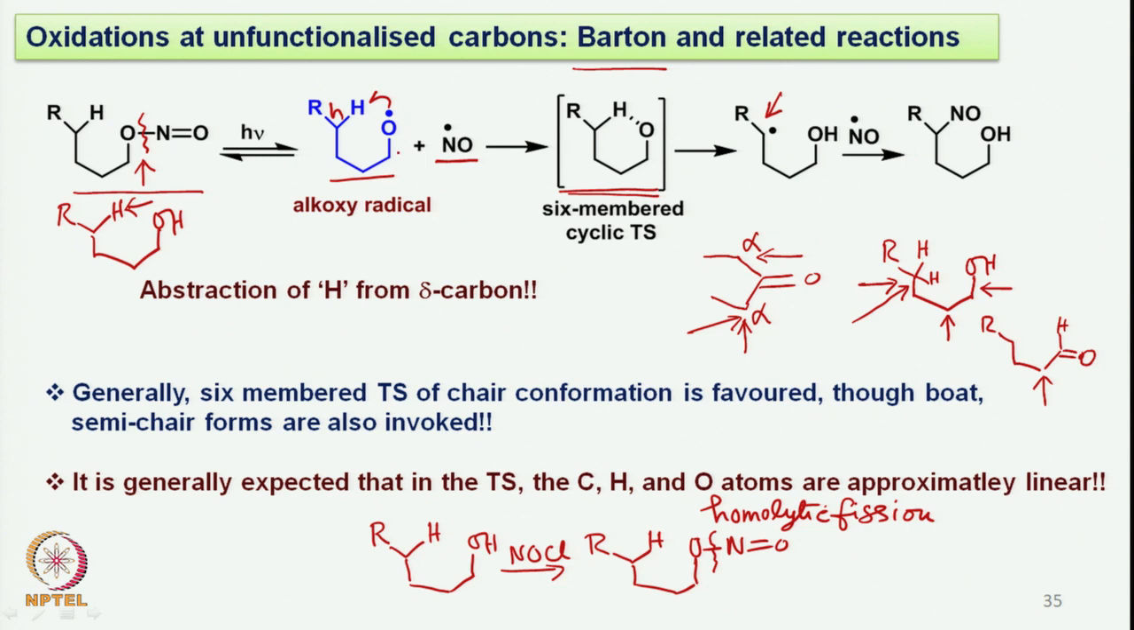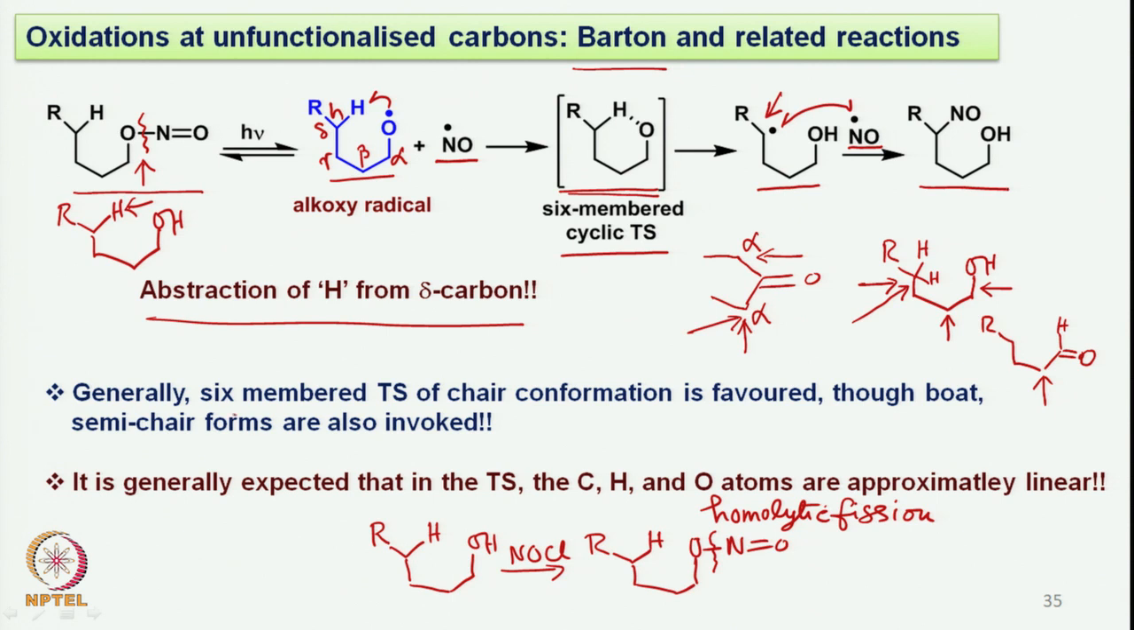So if one starts numbering, then you have an alpha, then you have a beta, then you have a gamma, and then this is the delta position. So abstraction of hydrogen from the delta carbon occurs because of the 6-member transition state here. Once this radical is formed, then you are left with a nitroxyl radical, and this nitroxyl radical then combines with the carbon radical to form this particular substrate, where the NO group has come to an unfunctionalized delta carbon of this substrate.